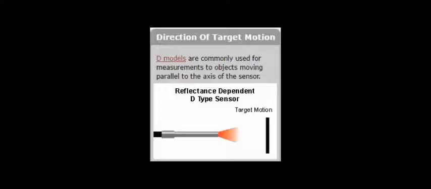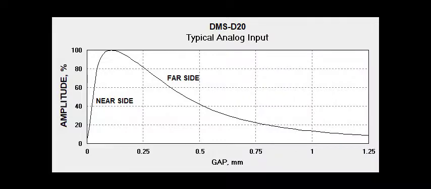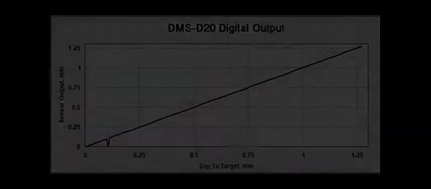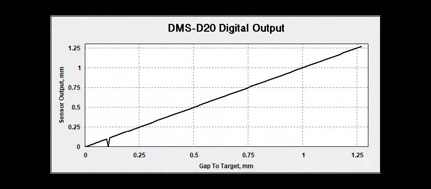D models are commonly used for measurements to objects moving parallel to the axis of the sensors, as shown here. These sensors have an analog front end with near and far side regions of operation, and they have a digital back end that linearizes the distance output over the sensor's total operating range. Let's first examine the analog front end.